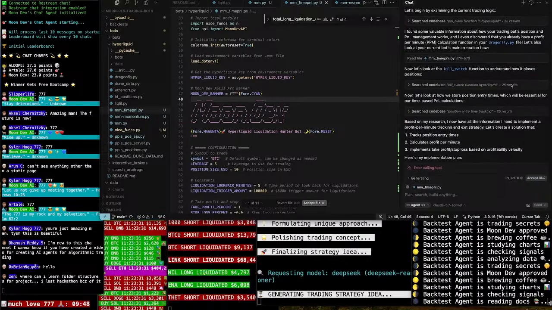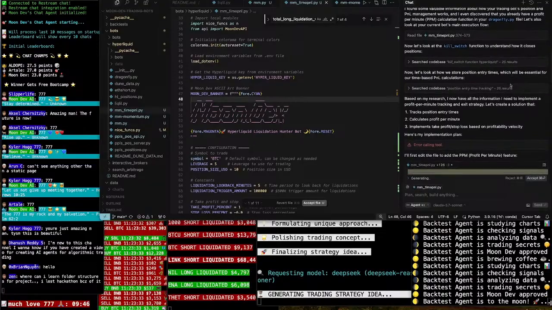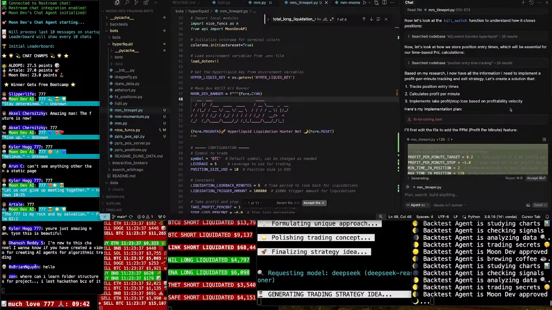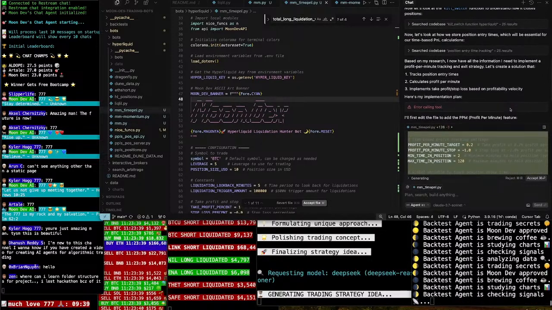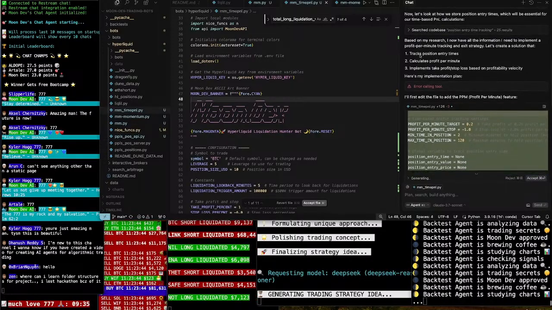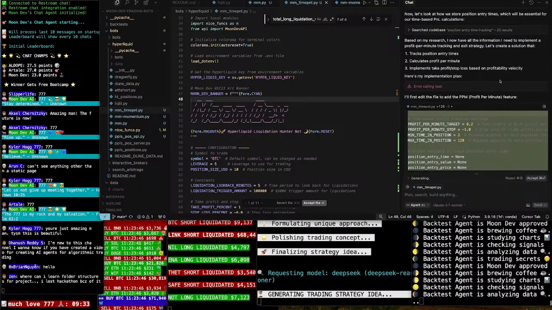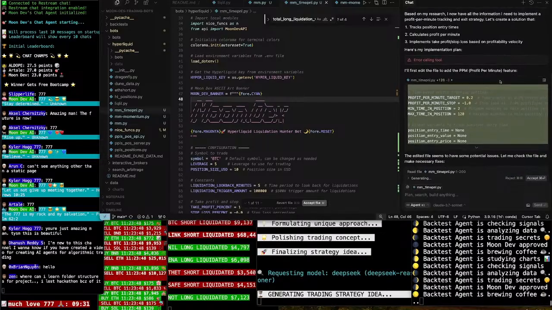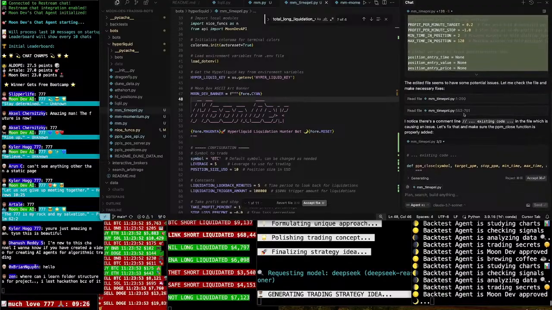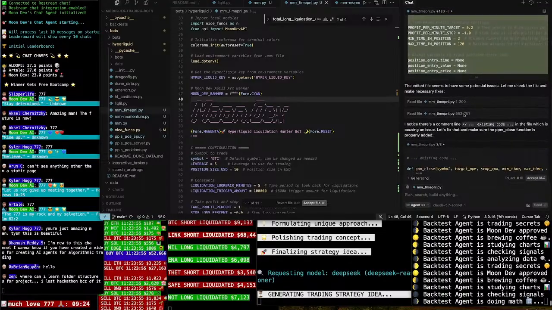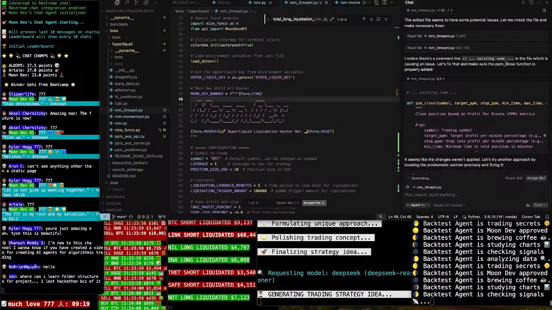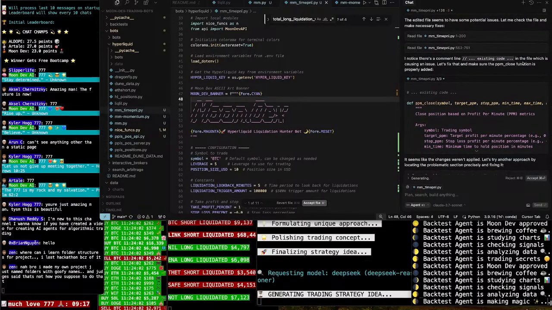Let's also look at your current bot's main execution flow. Okay. Based on my research, now I have all the information I need to implement the profit per minute tracking and exit strategy. Let's create a solution that tracks position entry times, calculates profit per minute, and implements take profit and stop loss based on profitability velocity. Here's my implementation plan. The edited file seems to have some potential issues. Let me check and see. Okay, I noticed there's a comment "existing code" in the file, which is causing an issue.